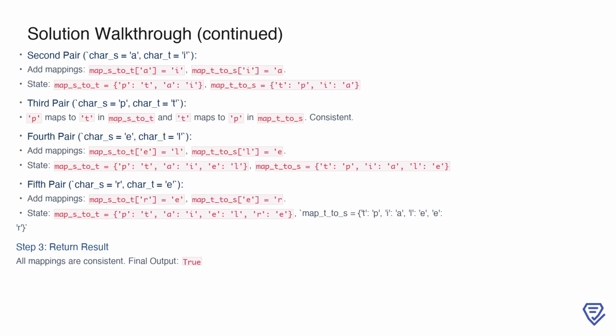Finally, for the fifth pair, char_s equals r and char_t equals e, we add map_s_to_t, r, equals e and map_t_to_s, e, equals r. At this point, all character pairs align with the established mappings. Since there are no inconsistencies, we conclude that the strings s equals paper and t equals title are isomorphic, and we return true as the final output.